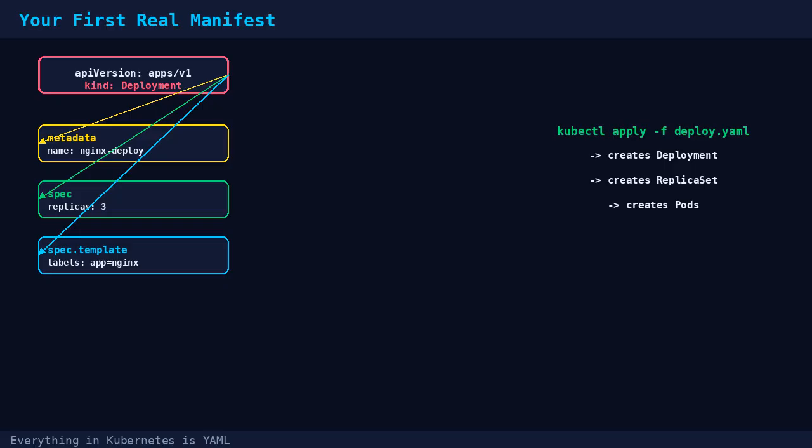Everything in Kubernetes is written as YAML with 4 top-level fields: API version, kind, metadata, and spec. Read this one like a sentence. Here is a complete deployment manifest for a web server. Here is the full manifest.